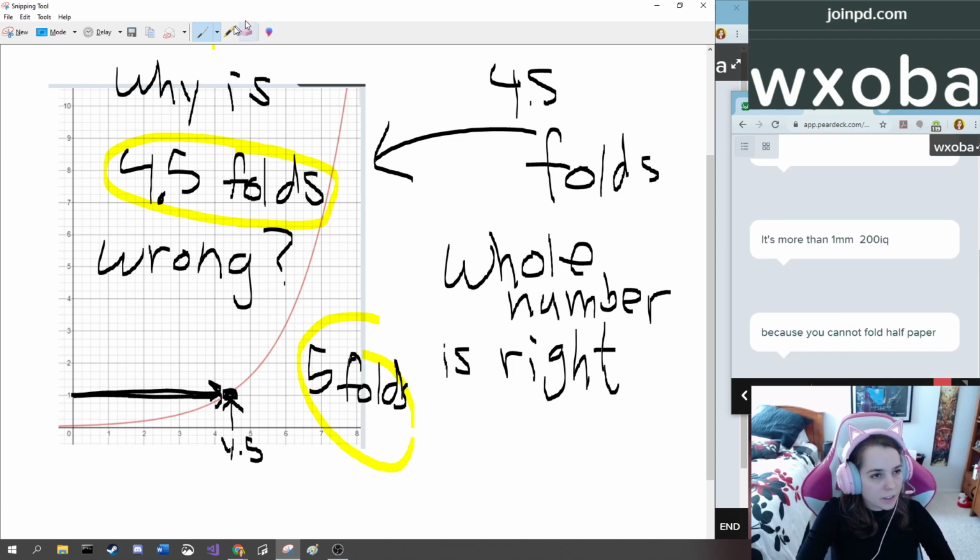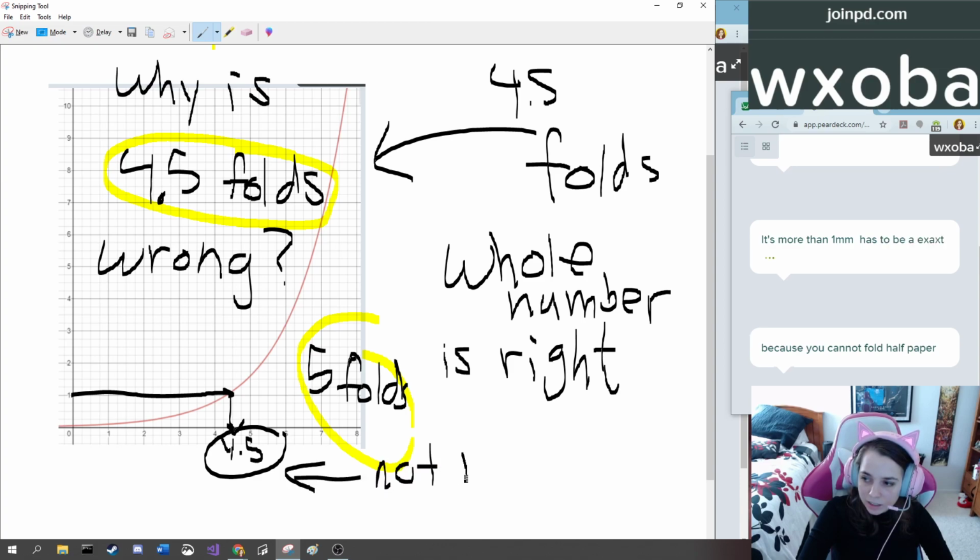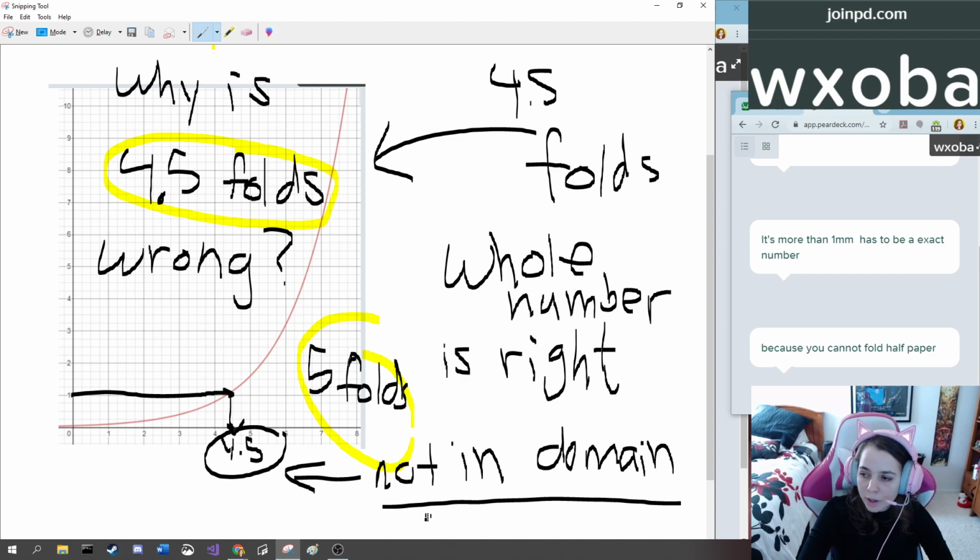So it's important to understand the context of the problem, because even though if you go to the graph you see that 4.5 is going to be a little bit more than 1 millimeter, this is not a reasonable answer. This is not in the domain. The reason we learn a domain is because we need to know what's possible as an answer. This is not possible in the real world. You cannot do 4.5 of a fold. It's either folded or it's not.